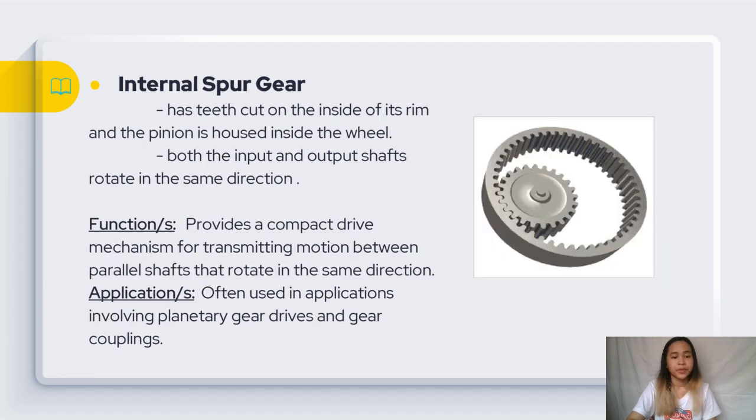Internal spur gear has teeth cut on the inside of its rim, and the pinion is housed inside the wheel. Both the input and output shafts rotate in the same direction. Function: provides a compact drive mechanism for transmitting motion between parallel shafts that rotate in the same direction. Applications: often used in applications involving planetary gear drives and gear couplings.